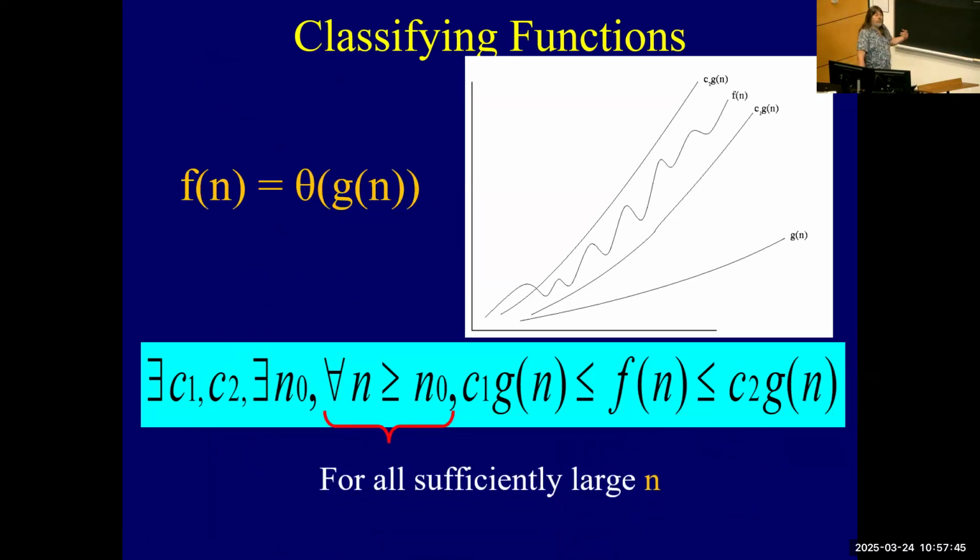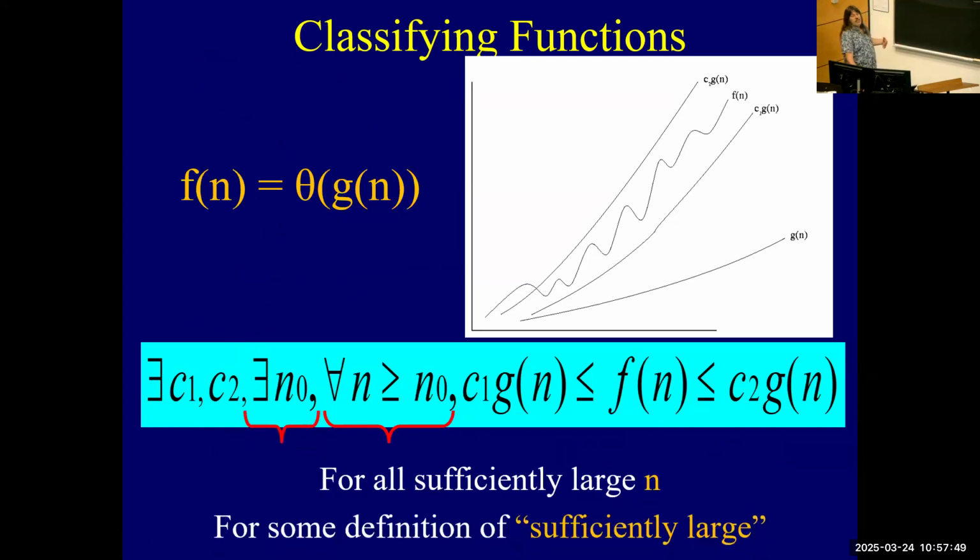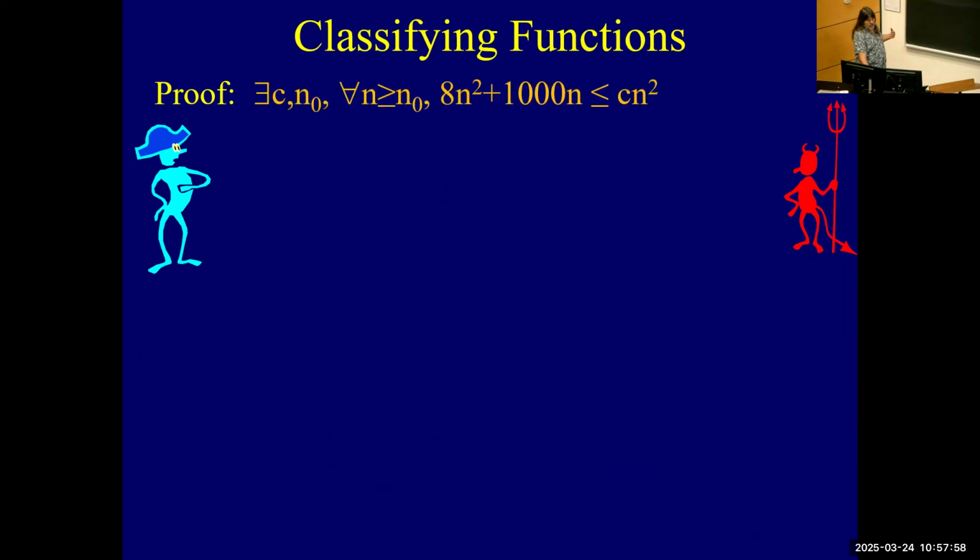And then, for which n? For all sufficiently big n. For what definition of sufficiently big? I get to choose it. So let's do some examples.